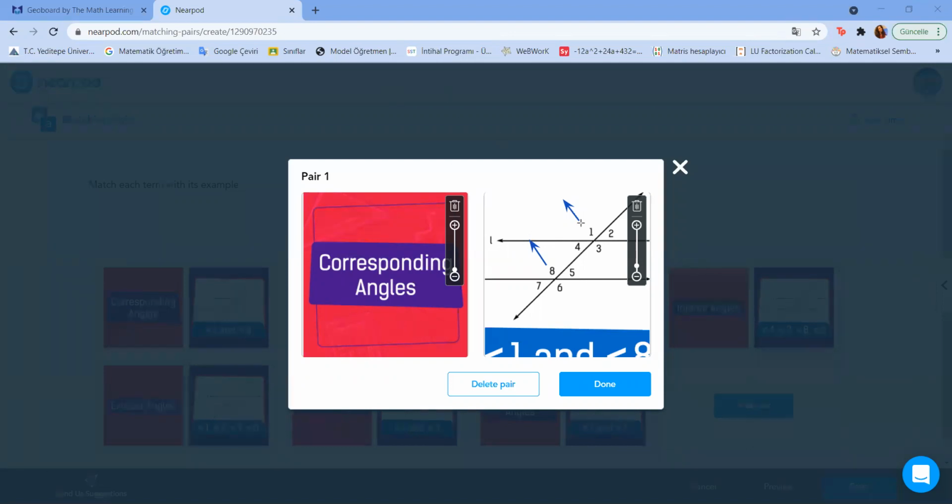In this image, the angles 1 and 8, 2 and 5, 4 and 7, 3 and 6 are corresponding angles. As you can see, they are looking in the same direction.